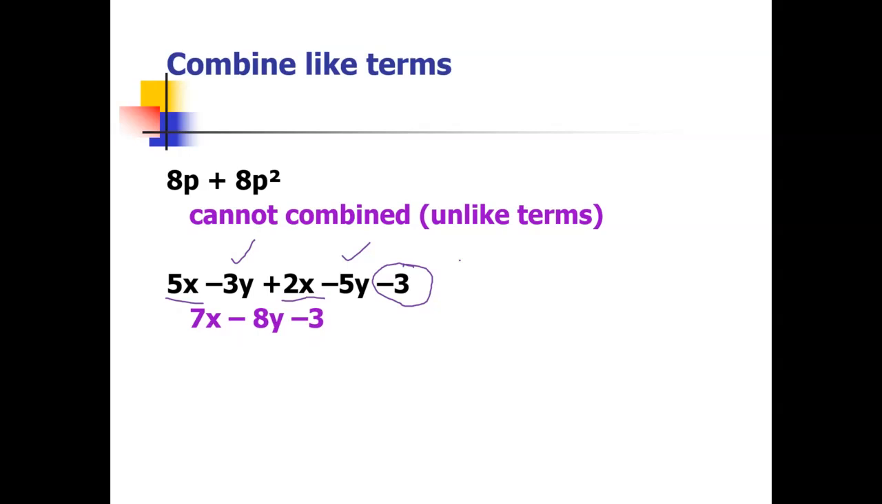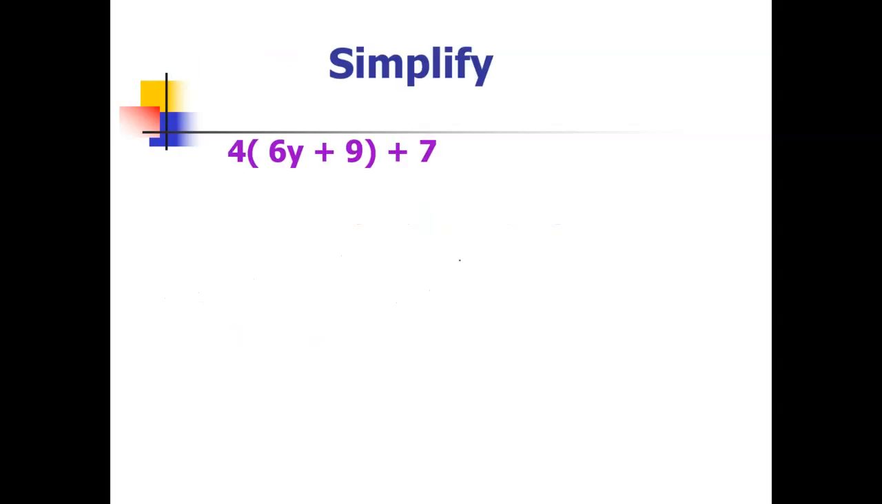I guess now we are ready to simplify the expression. This is our first expression, 4 times 6y plus 9, plus 7. Now, if you see the parenthesis, the first thing you need to do is use the distributive property. 4 times 6y will give you 24y. 4 times 9 will give you 36. Let's distribute first. We'll bring down the 7 as is.